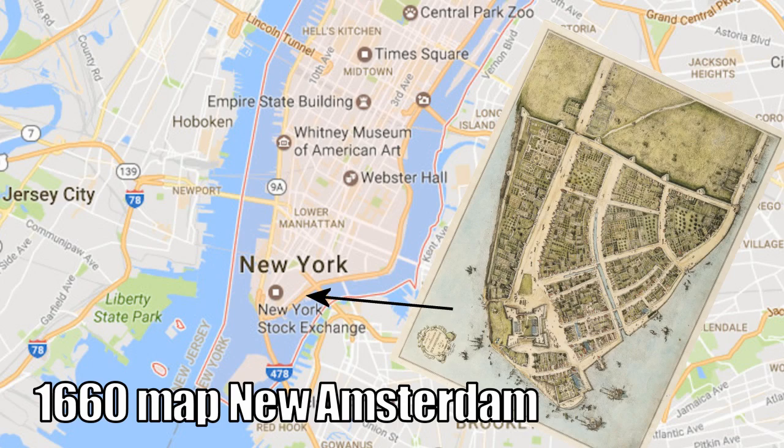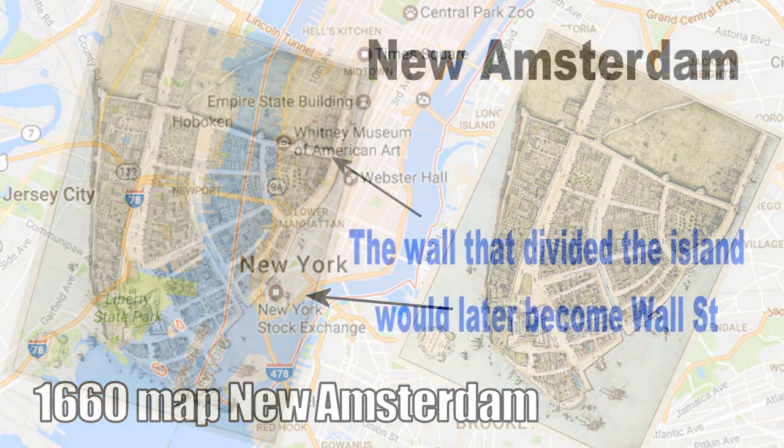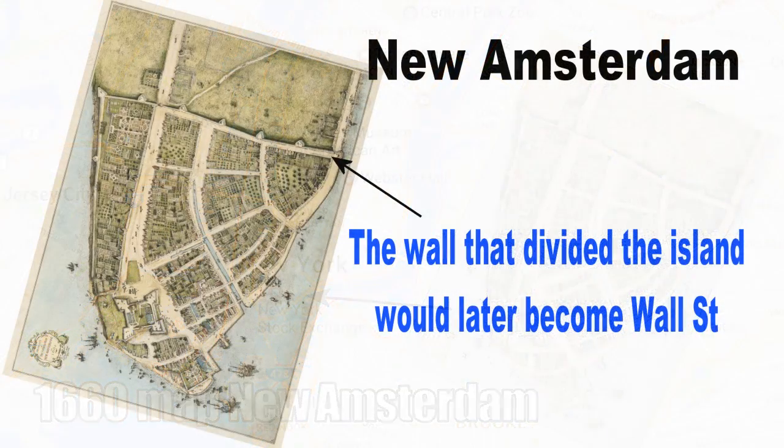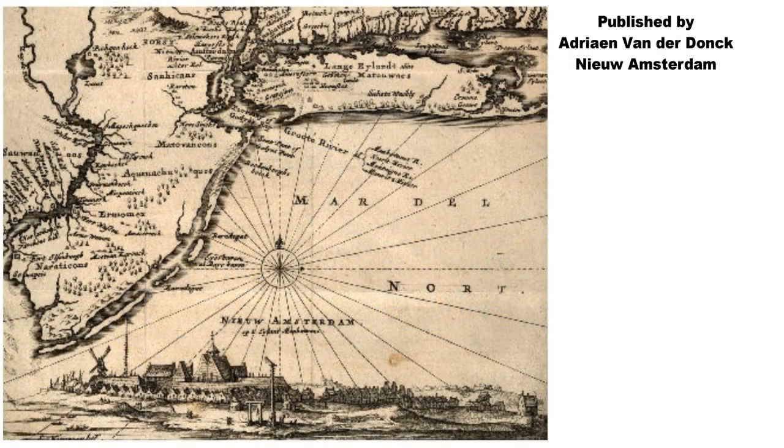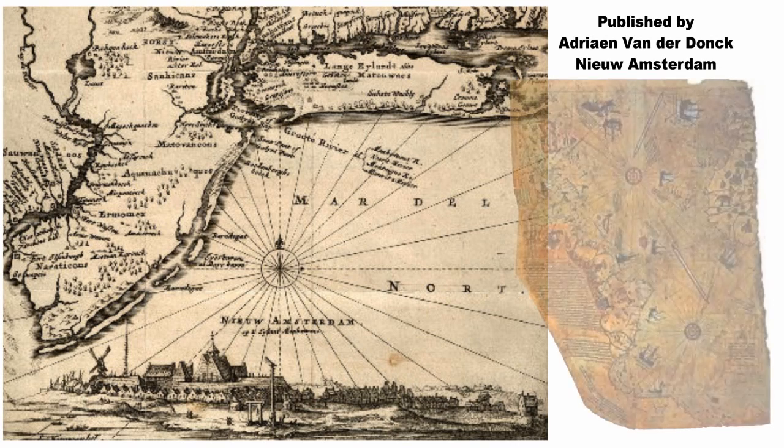second half of the 1600s, originally New York was New Amsterdam, part of the Dutch Empire. At that point, basically only the southern tip of Manhattan was part of this city, and what is now Wall Street was actually a wall which divided the settled part from the rest.